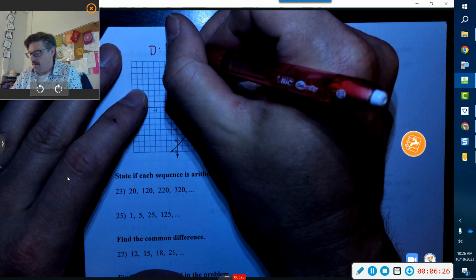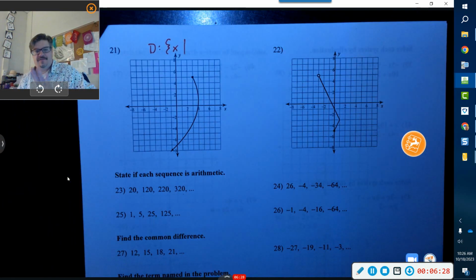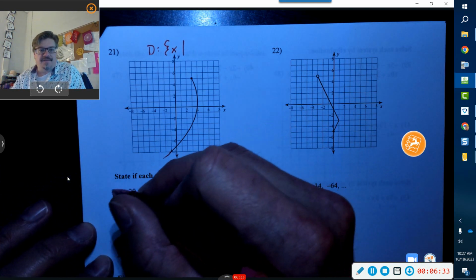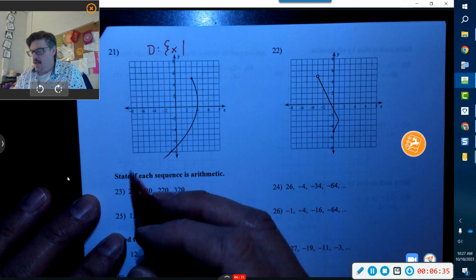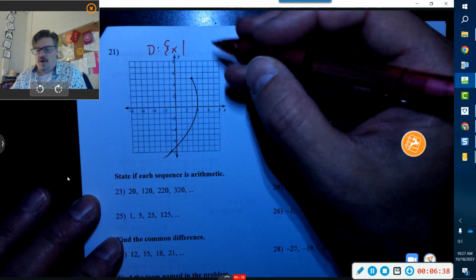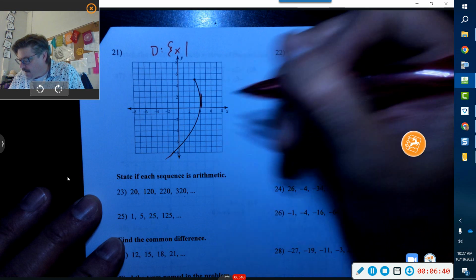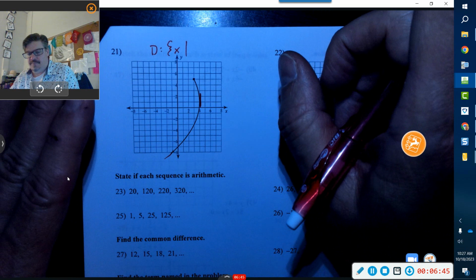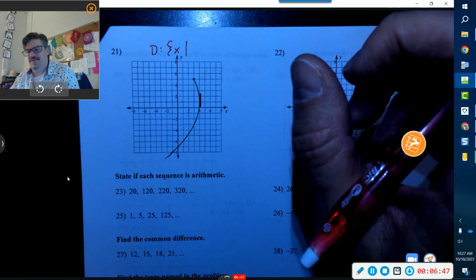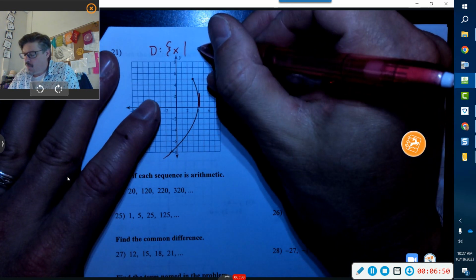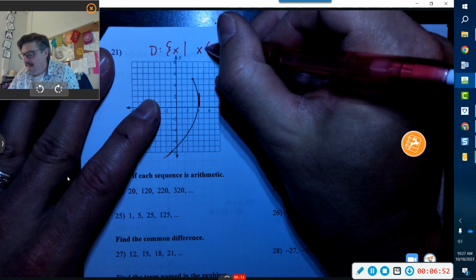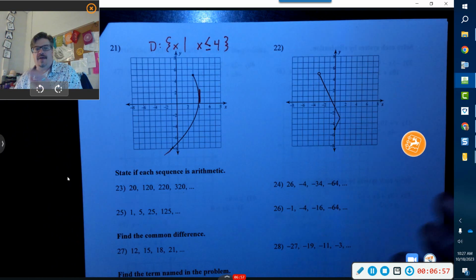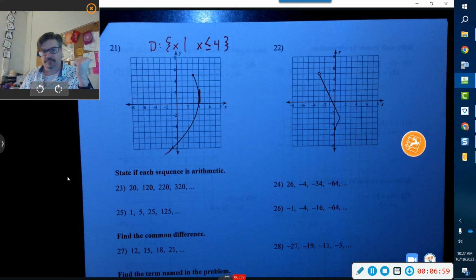All right, domain here. Now already I know my domain will have this, right? And it looks like this guy keeps going off, so I'm going way far. So I'm going from negative infinity all the way to this right there, 4. Okay? But watch what's going to happen now. Because I'm going from negative infinity to 4, what I'm saying is I want everything to the left of 4.